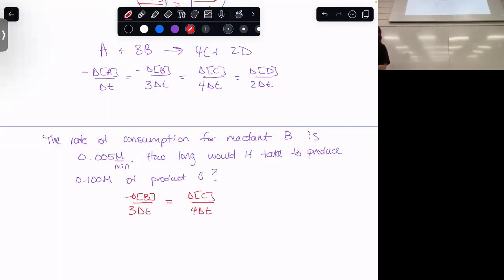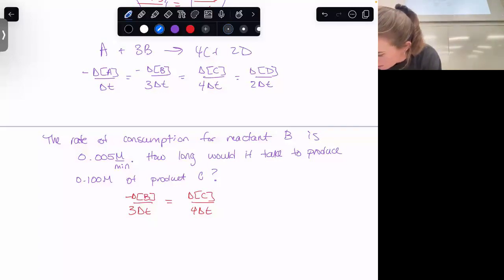So what portion are we really looking for in this equation? We're looking for delta T, how long it takes for the concentration of C to go from 0 to 0.1. Because we know that the rate of consumption is 0.005 molar per minute. So that 0.005, where can we plug that in? The concentration. Close. Good. It can be delta B over delta T.